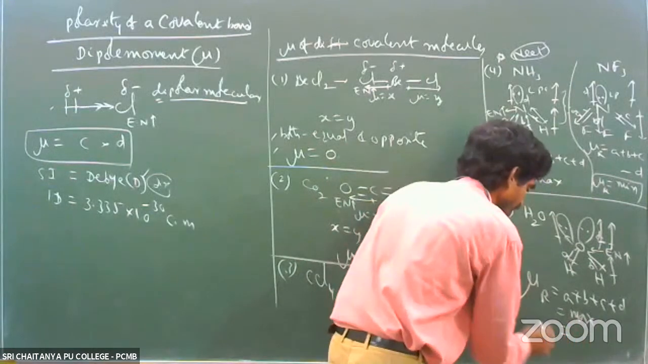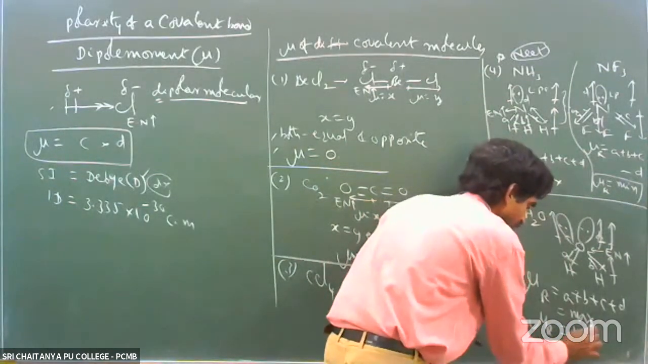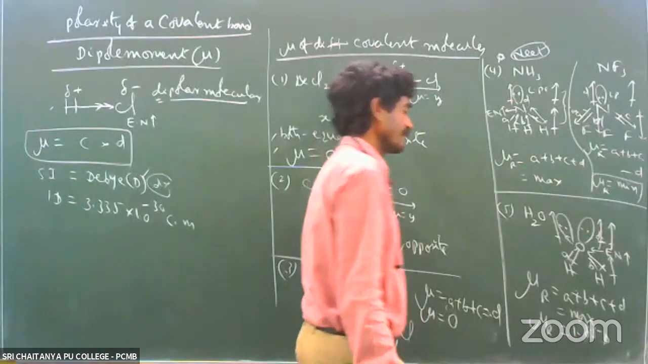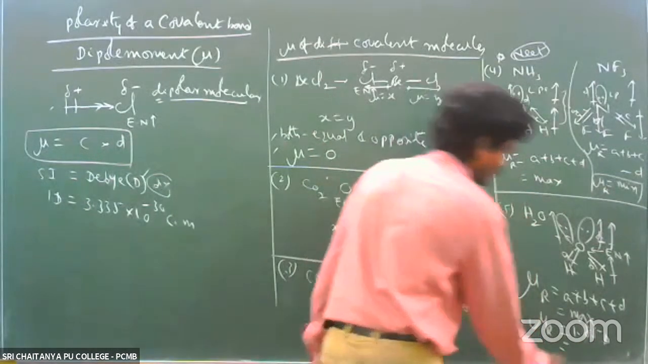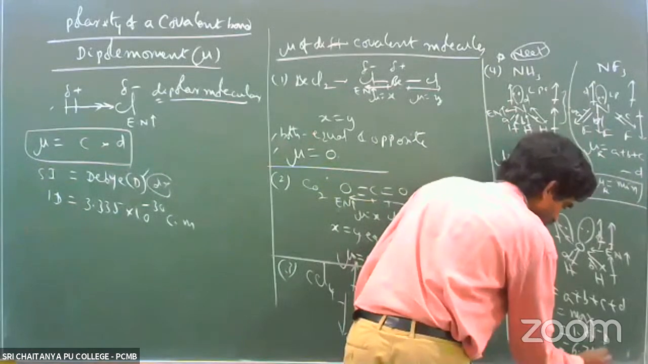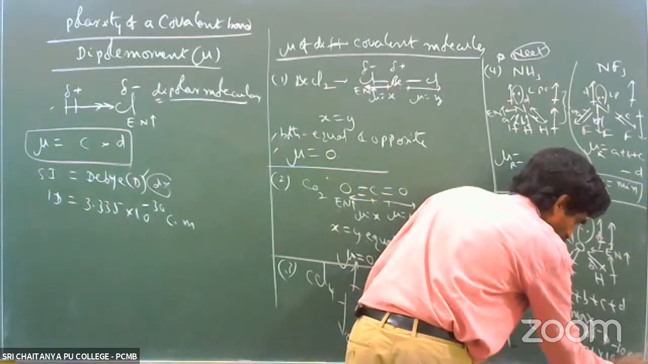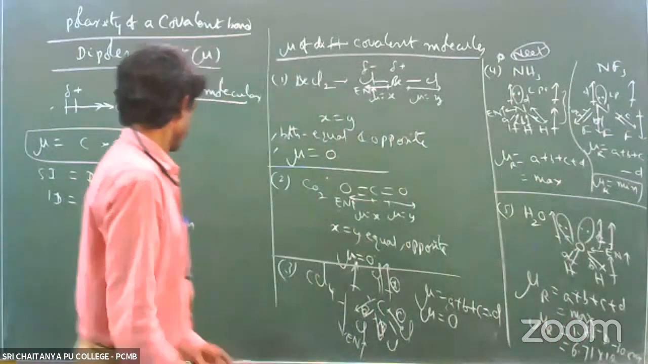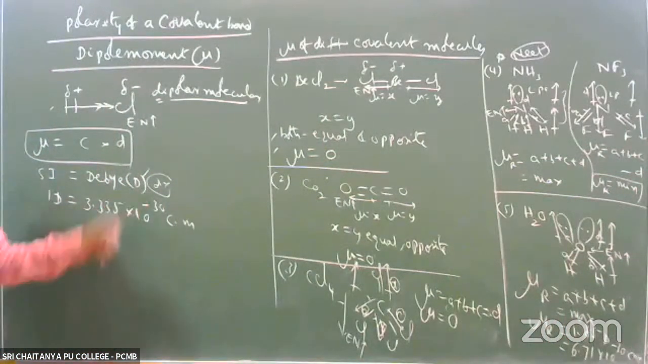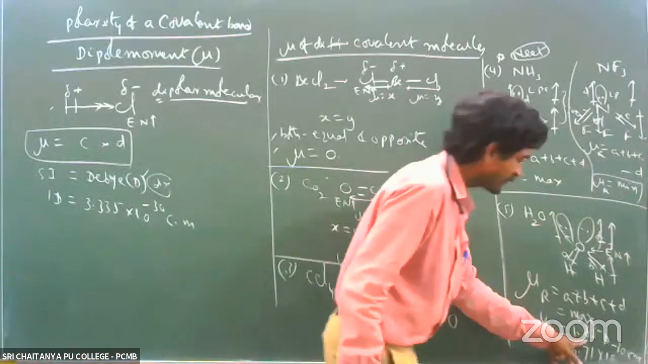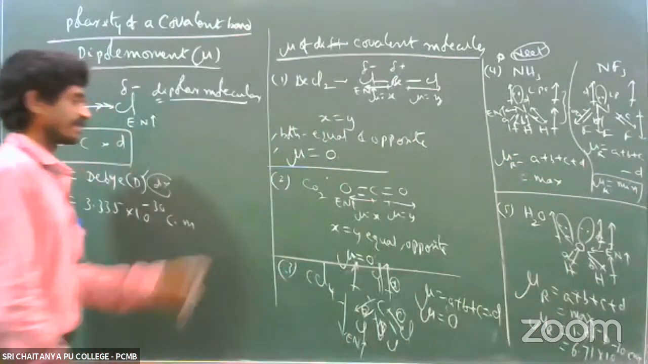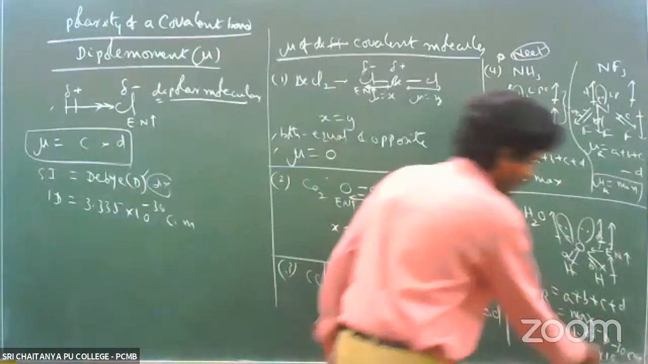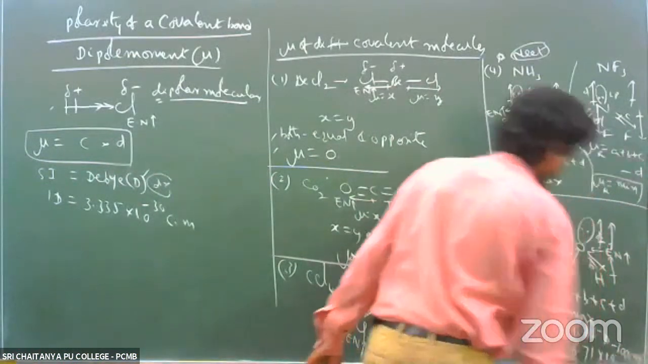So experimentally, the resultant dipole moment of water is found to be 1.85 Debye units. You can convert it into coulomb meters. You get 6.71 into 10 power minus 30 coulomb meters, right? As you know, one Debye is equal to 3.335 into 10 power minus 30 coulomb meters. Then for 1.85 Debye, you can multiply it. That is approximately 6.72 or 6.75 into 10 power minus 30 coulomb meters, right?